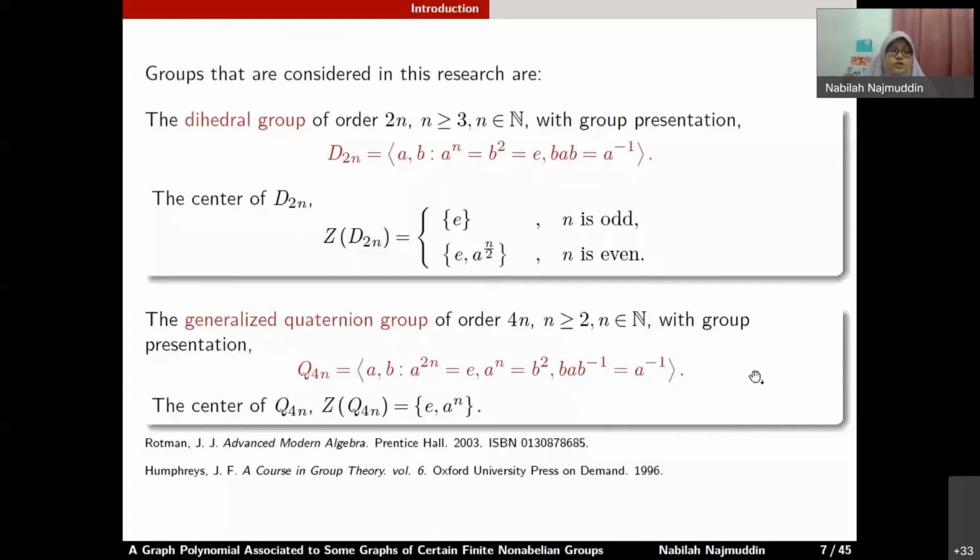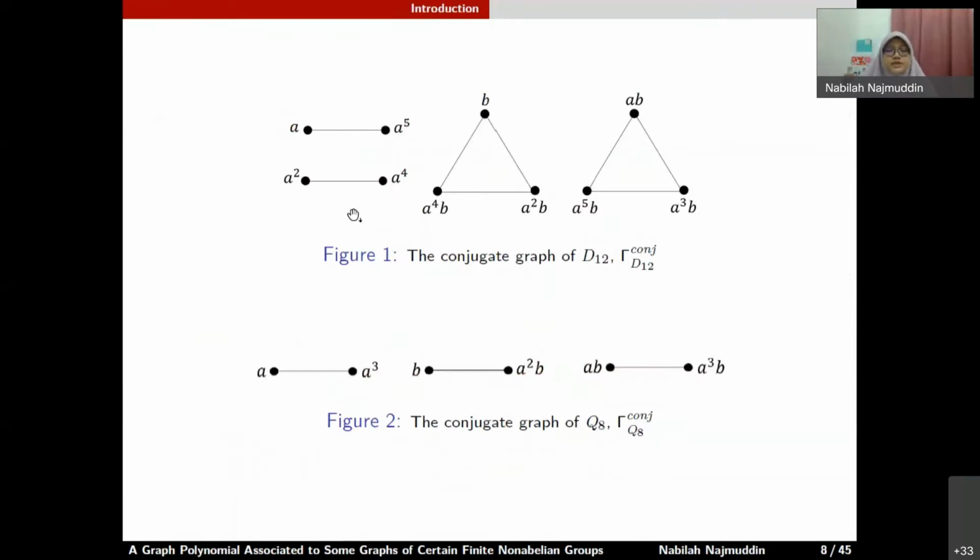For the conjugate graph associated to the dihedral group and the generalized quaternion group, you can see here. Since the vertices are the non-central elements, and for D12, n equals 6, it is even.